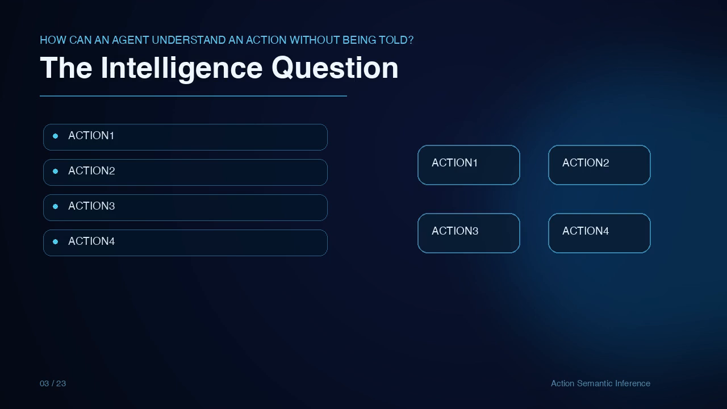Action semantic inference is the process of learning what actions do, under what conditions they work, what state transitions they cause, what hidden mechanics they imply, and how those mechanics relate to a goal. The system does not begin with semantics. It constructs semantics from transitions.